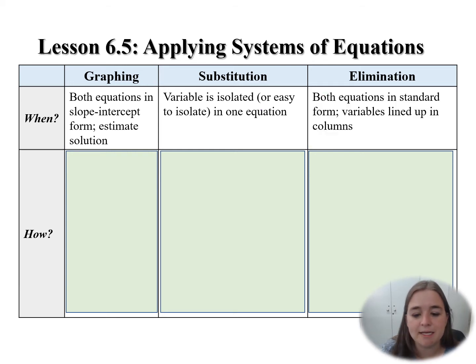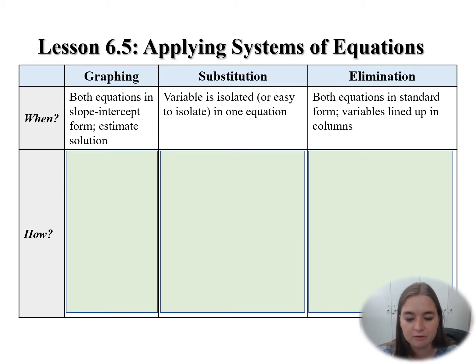We use elimination when both equations are already set up in standard form, and that means that our variables are lined up in columns. We have ax over ax, by over by equals a constant over a constant. Now, as we've talked about before, you can use any of these methods, and we're really going to focus on substitution and elimination. You can use substitution or elimination on any system. These are just leading you to the most direct way of solving.